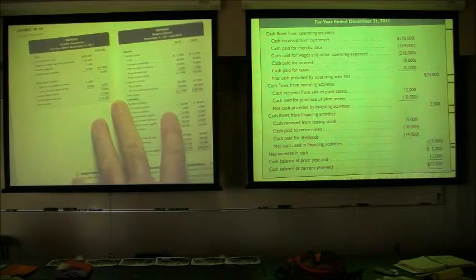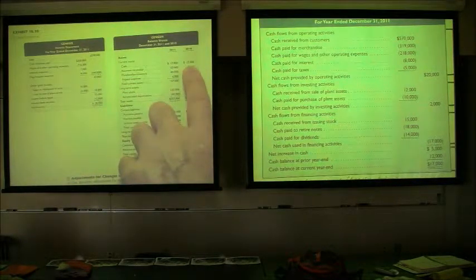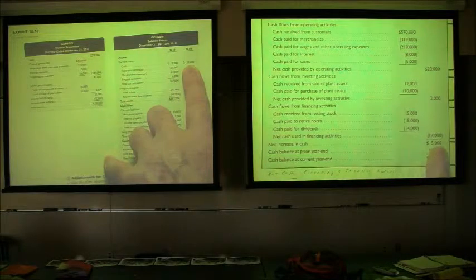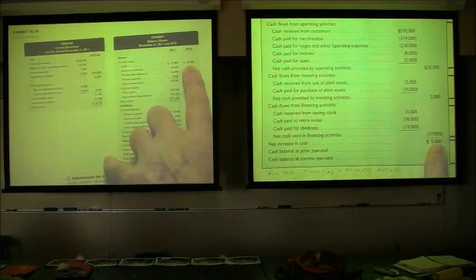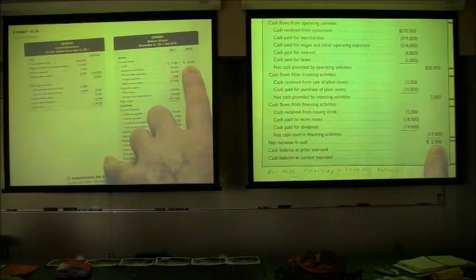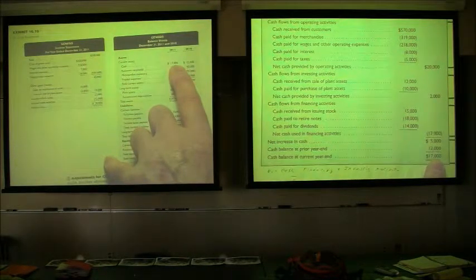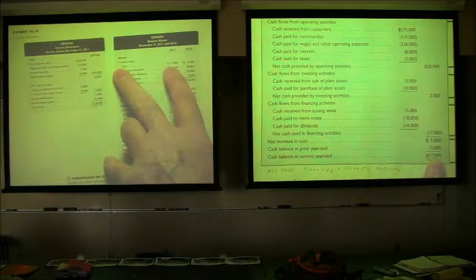So in 2010, our cash balance was $12,000. That shows up right here. We have $5,000 of cash in over the course of the accounting period, so the ending balance is $17,000. That shows up right here. So this explains the changes in the cash account.